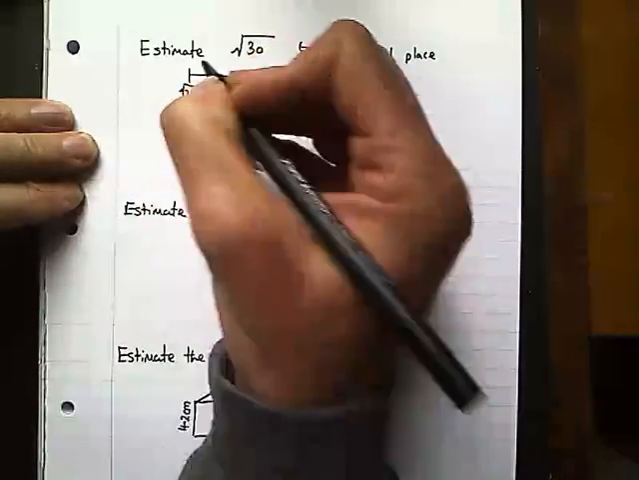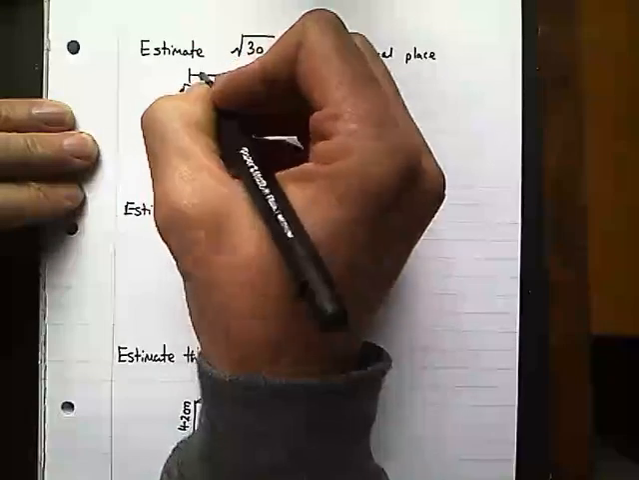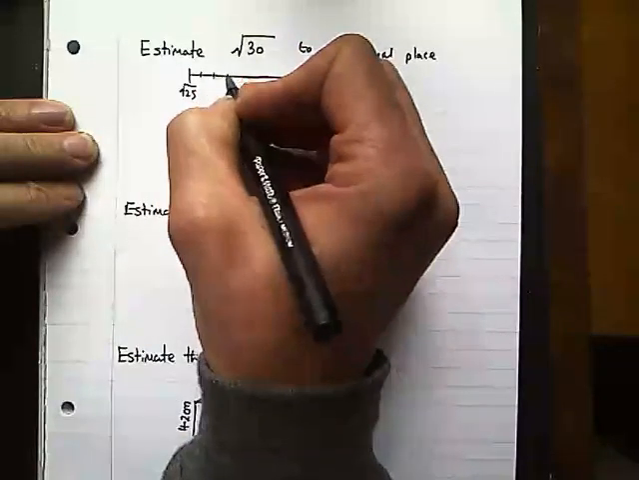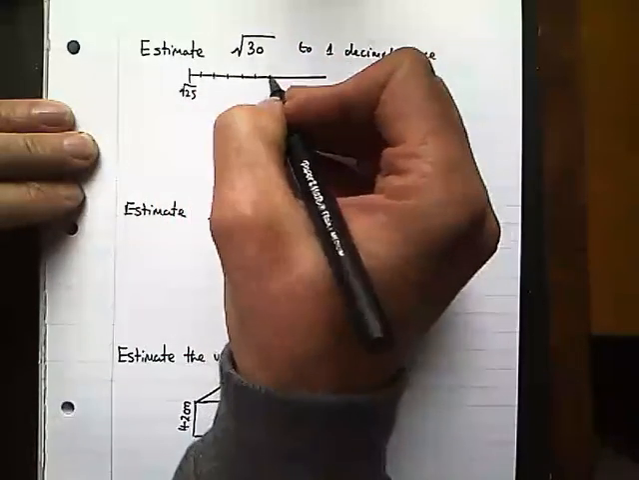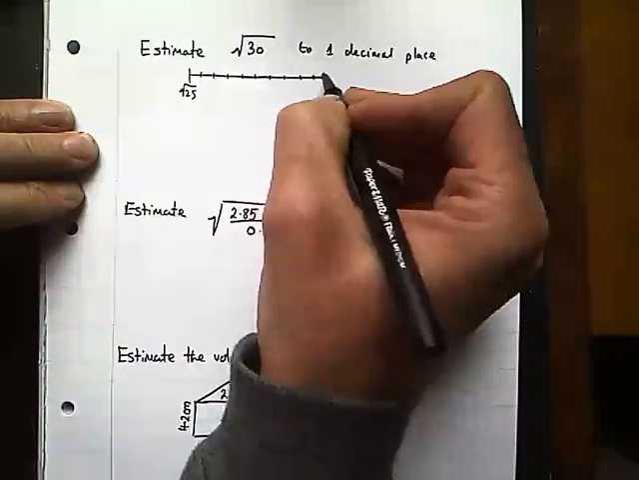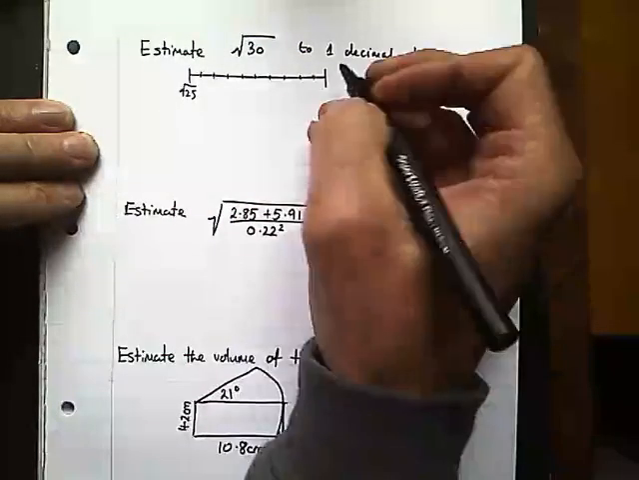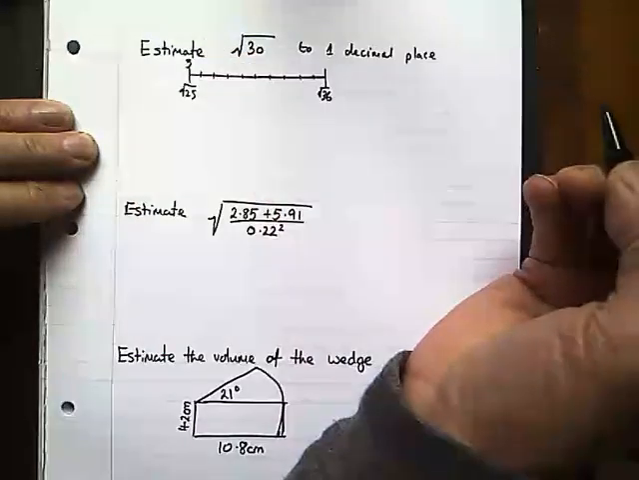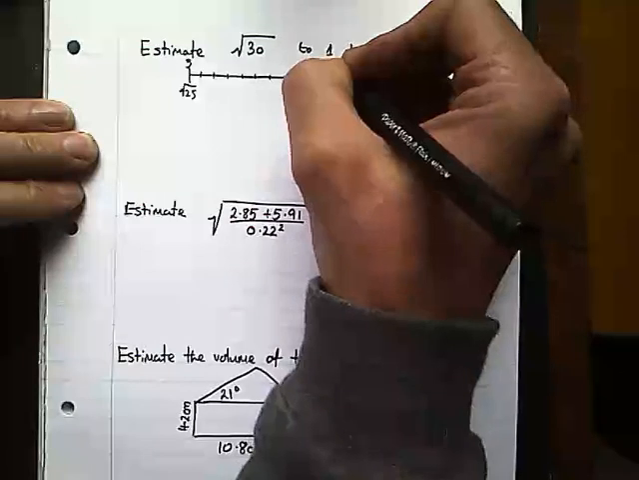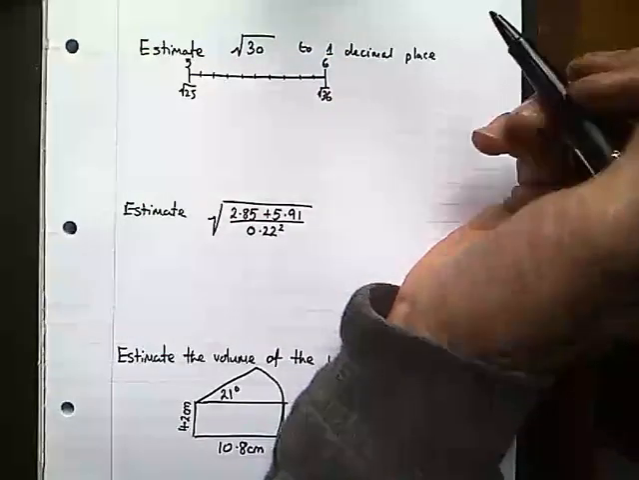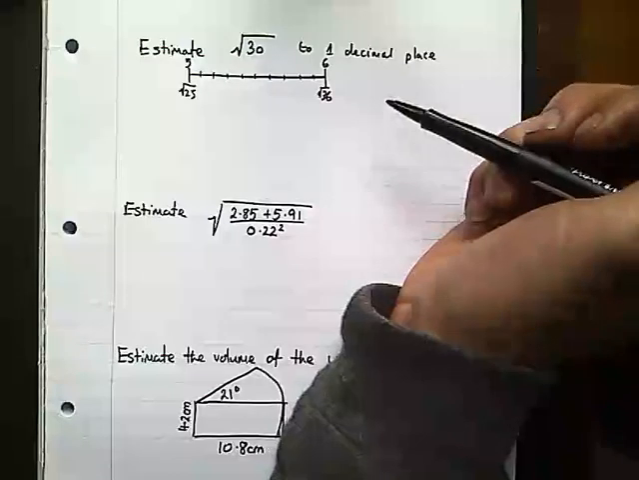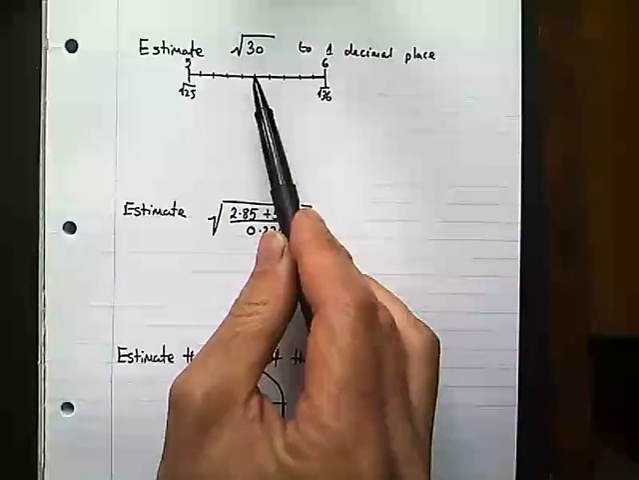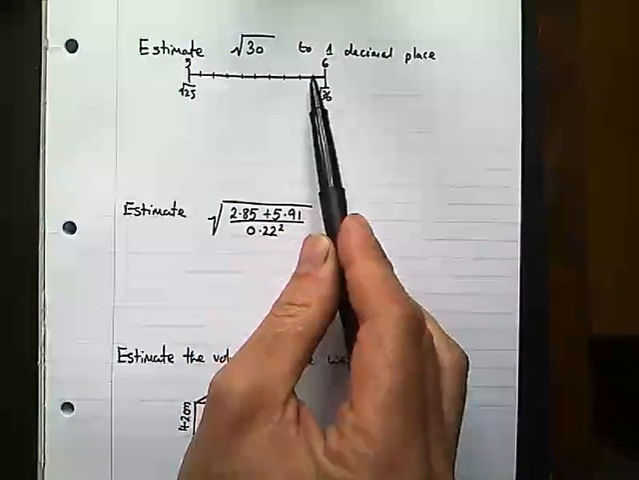Now, let's think about this. We want this to be in tenths, so let's go up 10 even spaces. So we'll go to 1, 2, 3, 4, 5, 6, 7, 8, 9. I believe the line's just there. That will be the square root of 36. So we've got 5 being the square root of 25 and 6 being the square root of 36. So we know the square root of 30 lies somewhere between there. Let's just double check this to make sure. 5.1, 5.2, 5.3, 5.4, 5.5, 5.6, 5.7, 5.8, 5.9, and then 6.